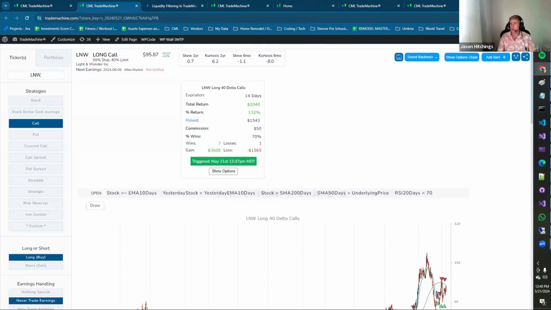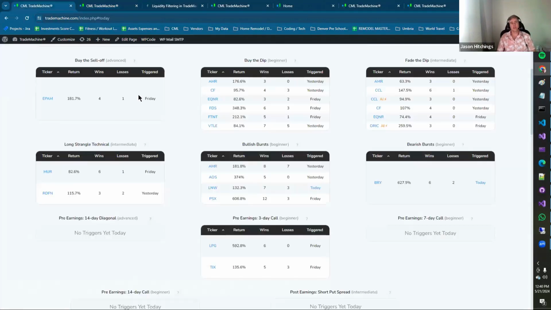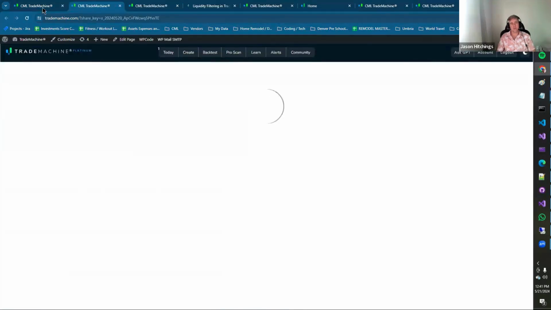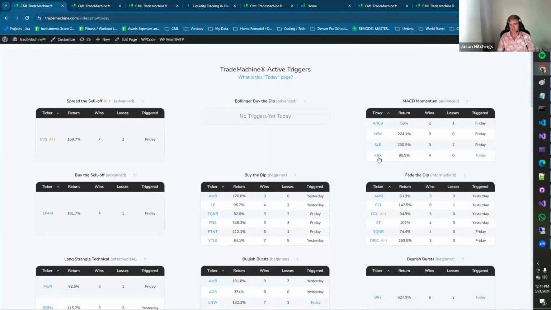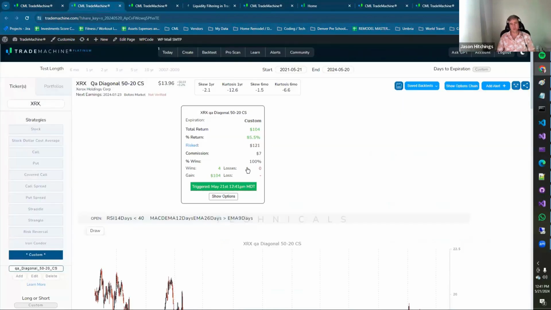Okay, so how about making backtest settings persistent? Yeah, we need to do something to make that a little bit easier. What happens is that anytime you click a share link, we're telling you XRX has an 85% return with 4 wins and 0 losses. Okay, 85% return, 4 wins, 0 losses.